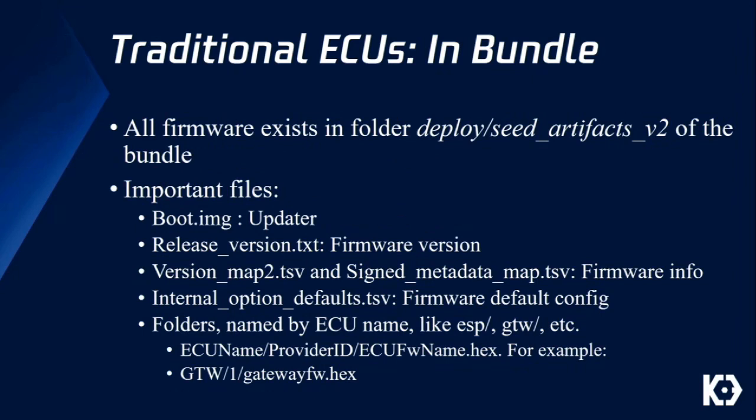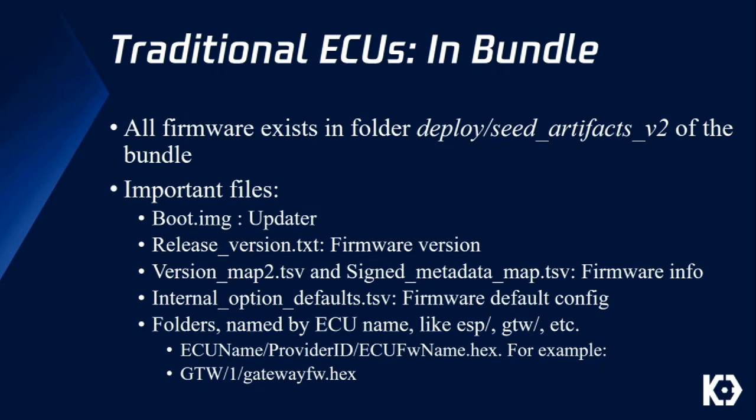So there is a deploy folder, and there is seed artifacts version 2. And in this folder, there are some important files. The updater, of course, you have to maintain this, the boot image, and a text file which describes the firmware version. We call it release version. And two TSV files. We don't know what TSV stands for, and we also don't know what it represents, but Tesla just uses them. Those two TSV files are used to describe the firmware info, which we will talk about later.